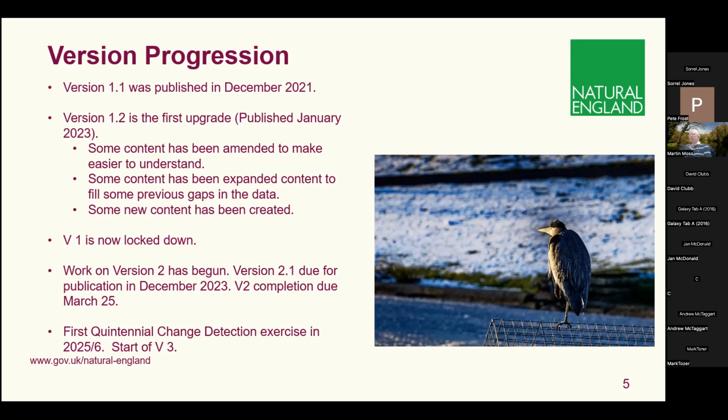And the work that we're doing now, moving towards version 2, is to be able to create the next iteration of the mapping, so that at some point in time, probably in 25, 26, we will undertake what I call the first quintennial, not quite 5-yearly, change detection exercise. So version 1 is locked down because we want to compare version 2 with it. And version 2 is what we have to build in order to do that. And once we've built version 2, we will then move on in 25-6 to start to develop version 3. So this is a long-term change detection process.